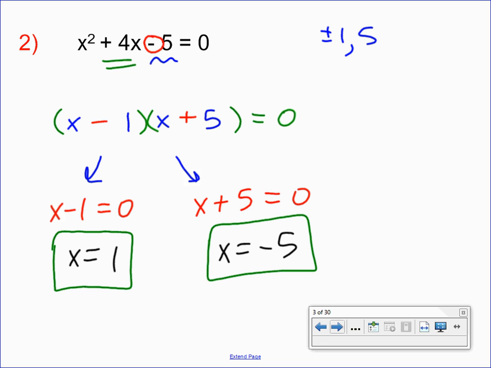Remember, if there wasn't an x term and only the x squared term, I wouldn't be trying to factor at all. I'd be solving by taking square roots. That's the most efficient method if I only have a squaring term. Let's try another.